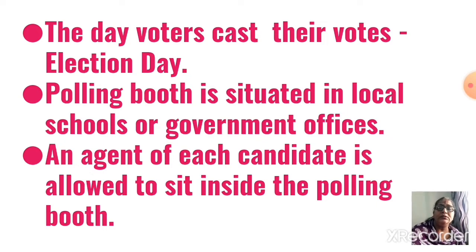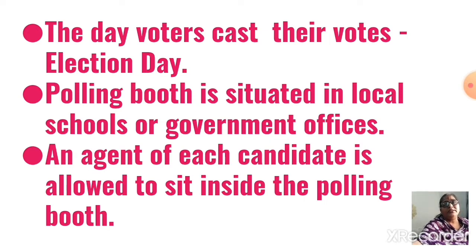Now, once the voter goes inside the booth, the election officials identify him or her. Then they put a mark on his or her finger, that is the index finger. I'll show you that. And they allow him or her to cast their vote.